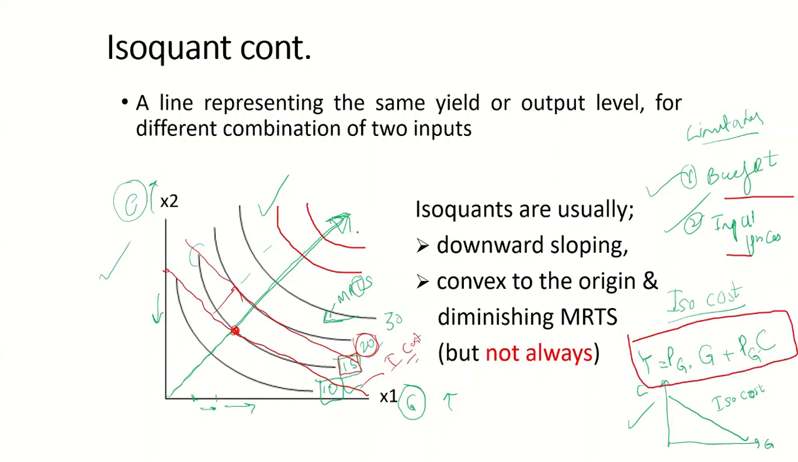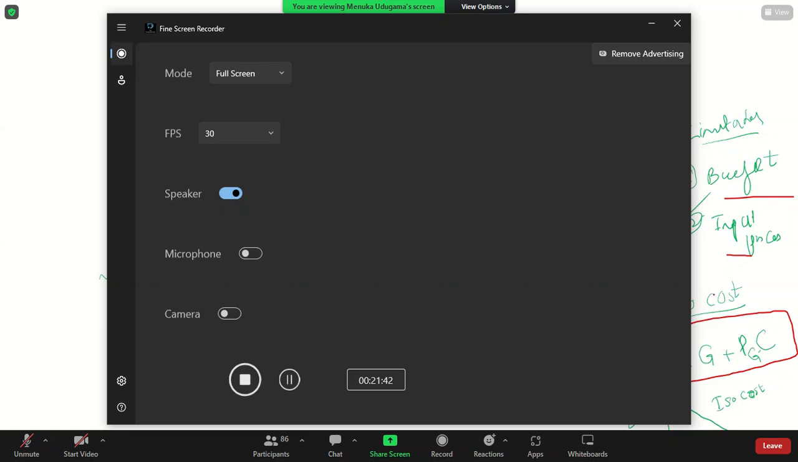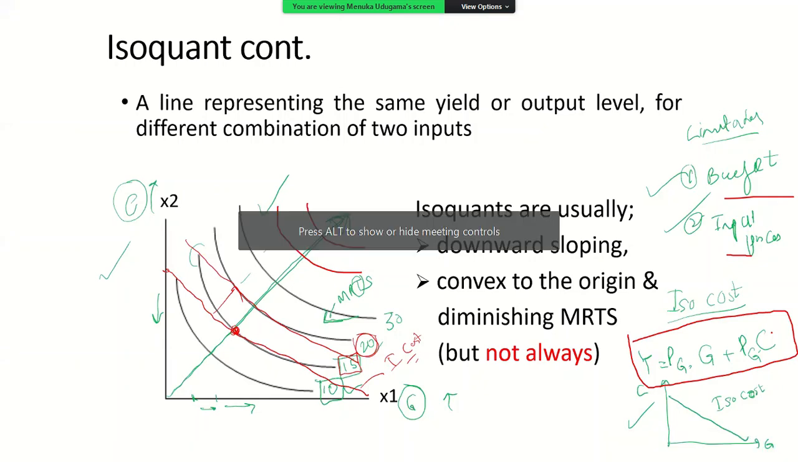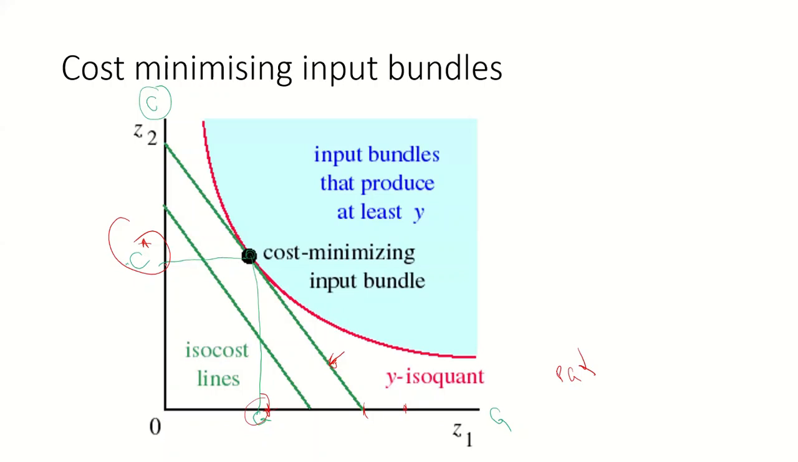Our wish as a producer is to increase the output. Our constraints are the budget and the prices. So if you put both the constraints and the wishes on the same graph, then we are able to find the cost minimizing input bundles. So why cost minimizing? Because to maximize profit, you would want to maximize revenue and minimize cost. And since we are talking about inputs, we are looking at cost minimizing input bundles.